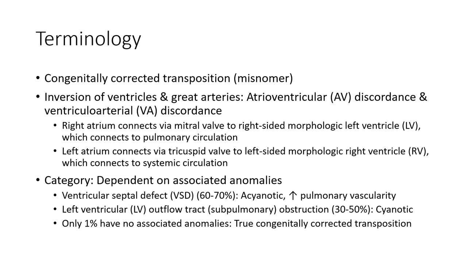Category: dependent on associated anomaly. Ventricular septal defect, 60 to 70%, is a sign of increased pulmonary vascularity. Left ventricular outflow tract or subpulmonary obstruction, 30 to 50%, is a sign of cyanosis. Only 1% have no associated anomaly in congenitally corrected transposition.